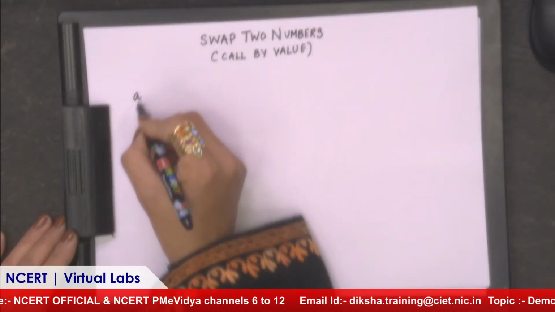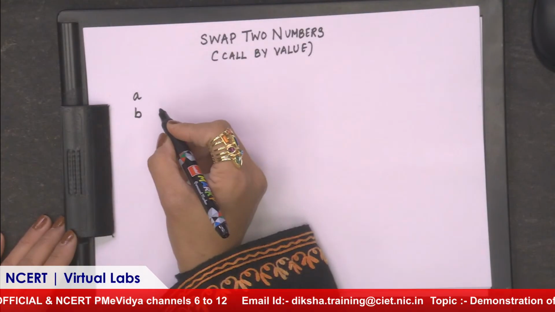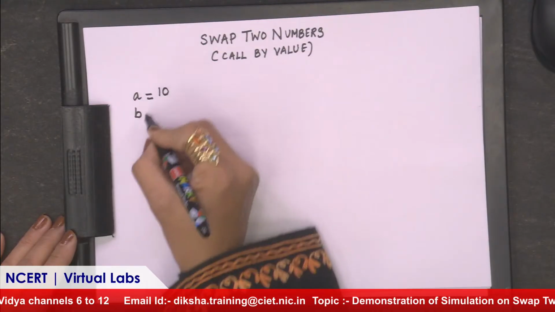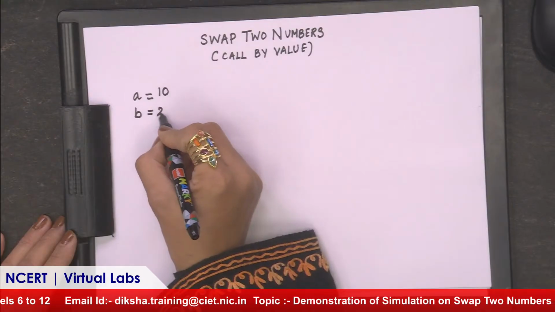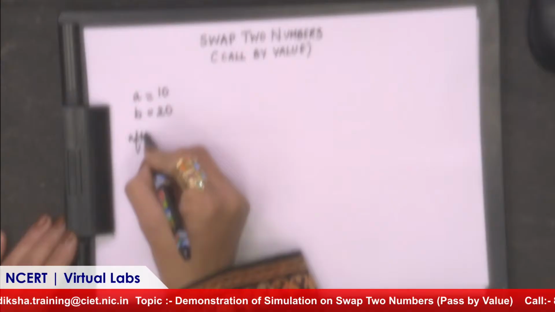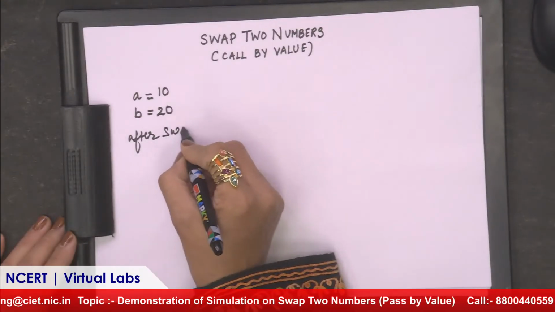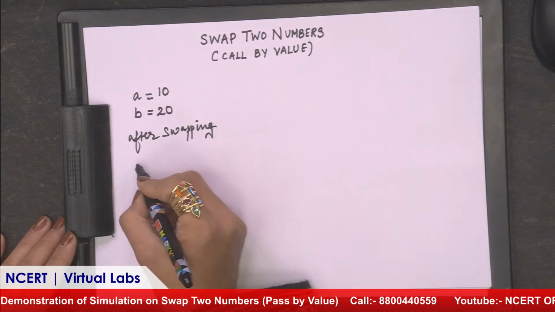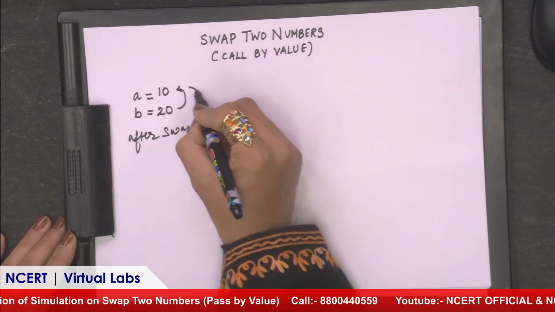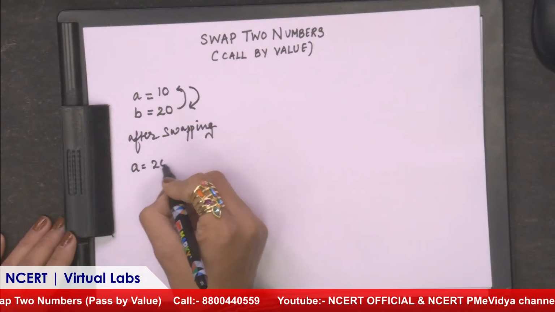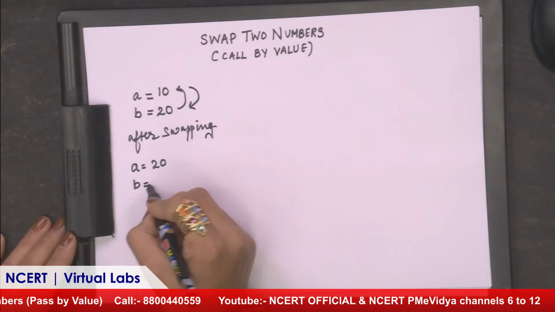For example, we have two variables A and B. Initially A will be having the value of 10 and B will be having the value of 20. So after swapping, what will happen? The values will be interchanged like this, and A will be having the value of 20 and B will hold 10.